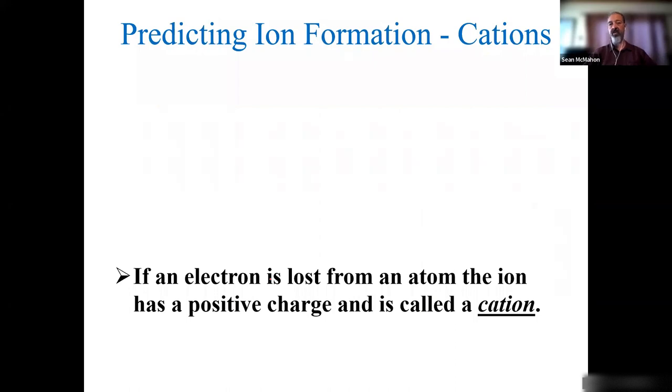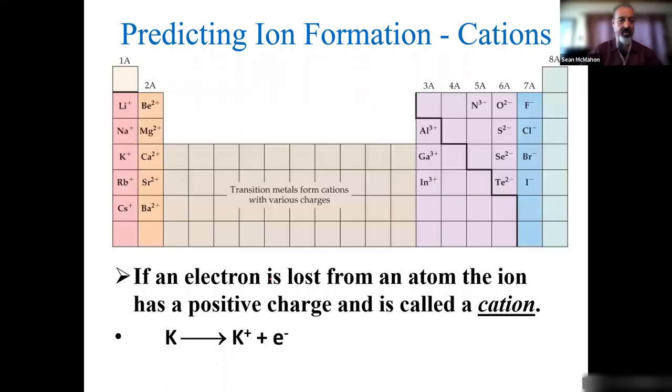So how can I predict charges? Well, how would I know that potassium is going to form a positive charge, a positive cation? Okay, let's look where potassium is. Energy level 1, 2, 3, 4.